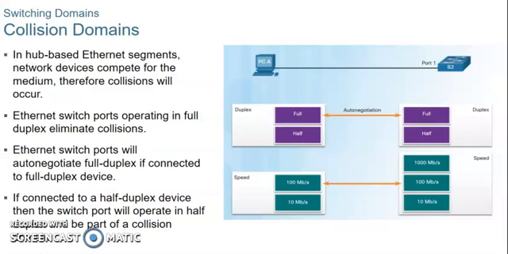Another example: switch A is configured as duplex auto mode. Switch B is configured as duplex half, half duplex mode. Now switch A will negotiate with switch B and it will operate only in half duplex mode.